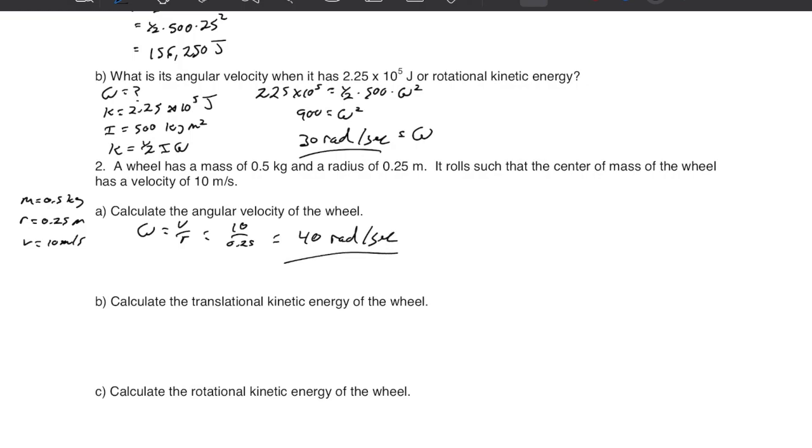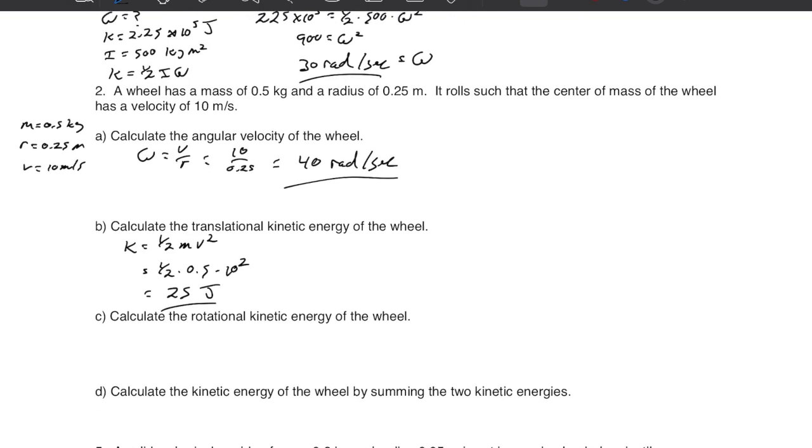Calculate the translational kinetic energy of the wheel. Translational kinetic energy is regular kinetic energy, K. K equals 1/2 mv squared. So 1/2 times the mass of 0.5 times the translational linear regular velocity of 10 squared though. 1/2 times 0.5 times 10 squared is 25 joules.